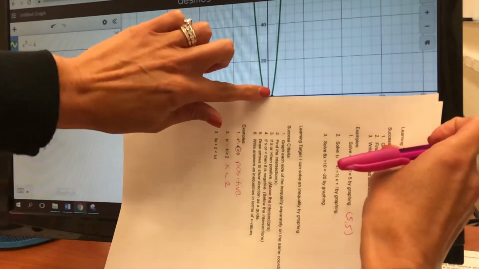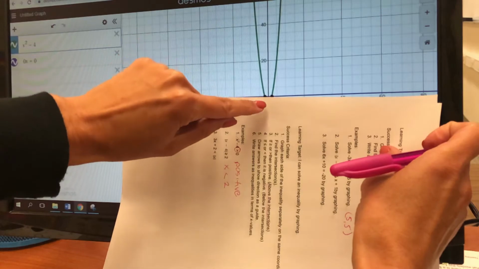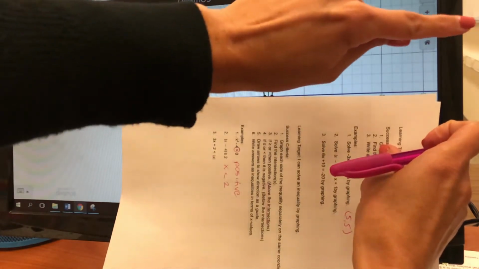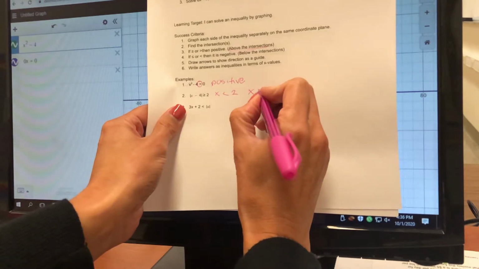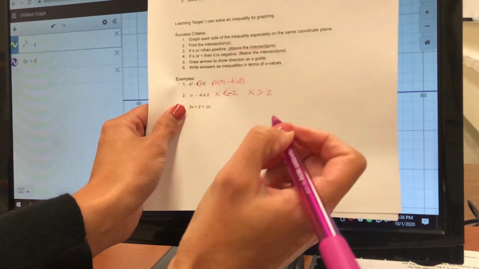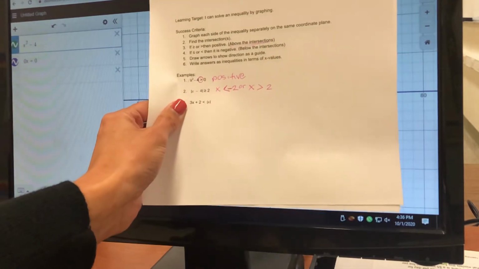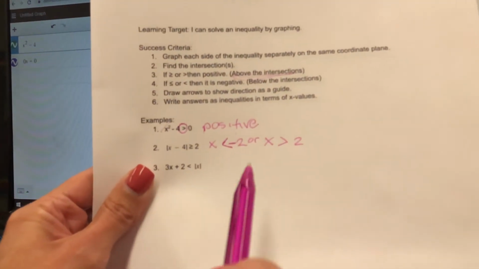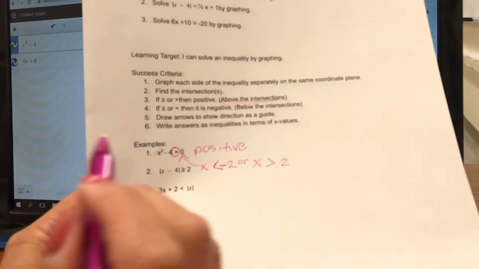Now when I'm looking at this one, it's going towards positive infinity, so it would be 2 to positive infinity, or x greater than 2. Oh, that should have been negative before. It's kind of hard to write like this. Hopefully you can see that. So this is the answer to this one.